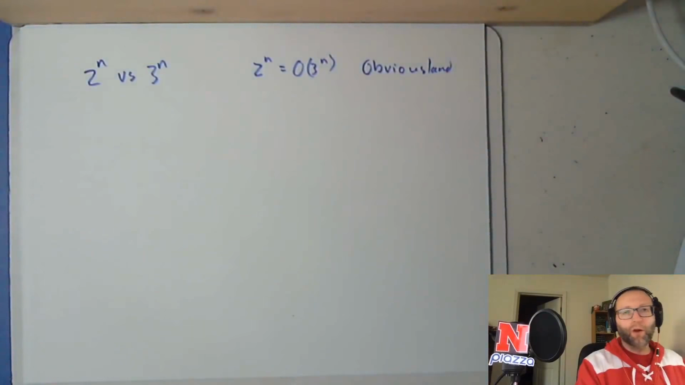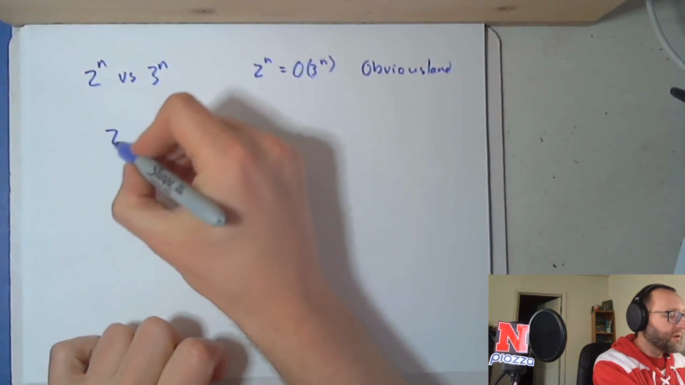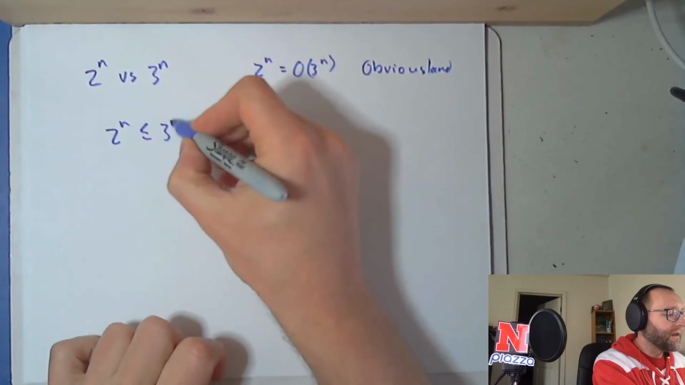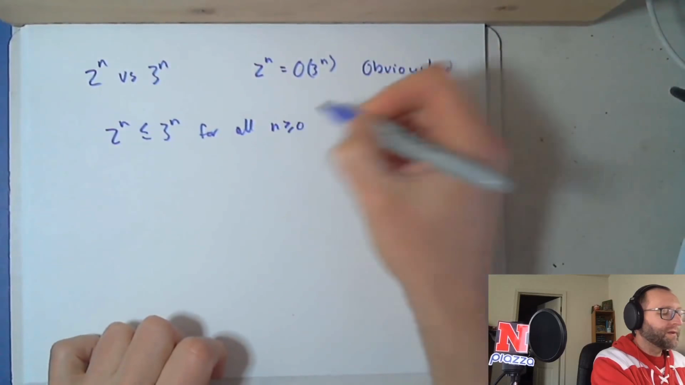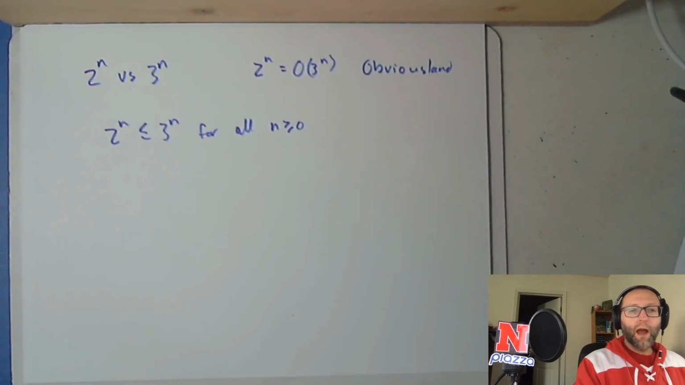This does not really require a proof. You can show that 2^n is less than or equal to 3^n for all n greater than or equal to 0. But what happens when you start messing around with other functions?